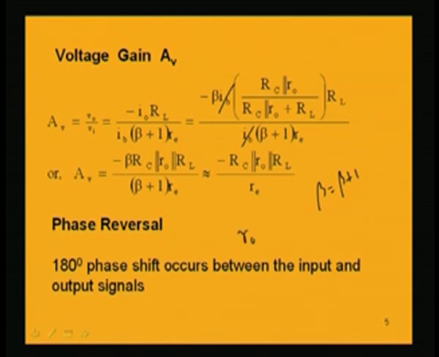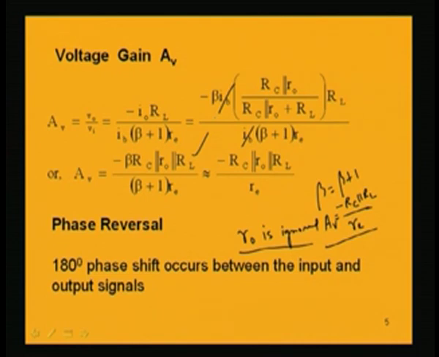If R naught is ignored, we get a further simplified expression of AV, which is equal to minus RC parallel RL divided by small re. This is a very simple expression to remember, because we have ignored R naught since it is very high. But this is the exact expression, and further simplifications can be done conveniently looking into the practical aspects.